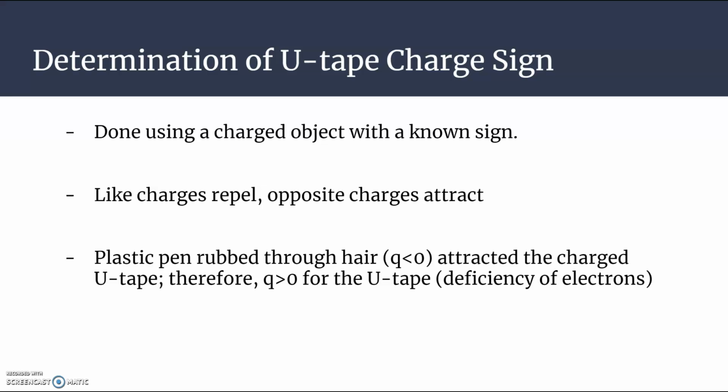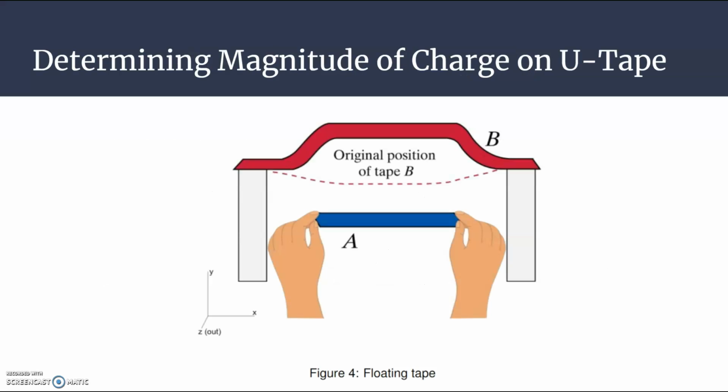Next, we determined the sign of the charge of the U-tape, and this was done by using a charged object with a known sign. In this case, it was a plastic pen rubbed through hair, which was known to have a negative charge, and this attracted the charged U-tape. Therefore, the U-tape was positively charged.